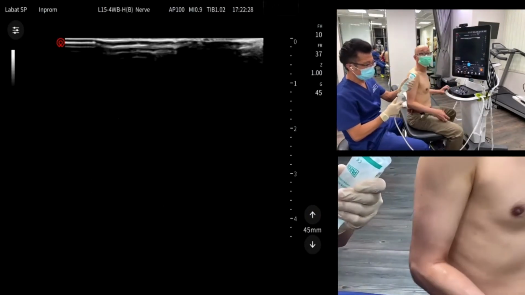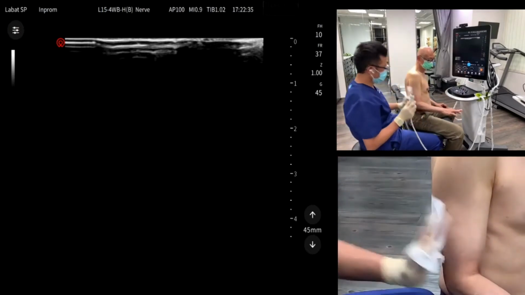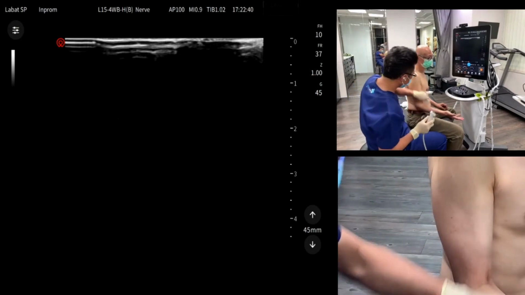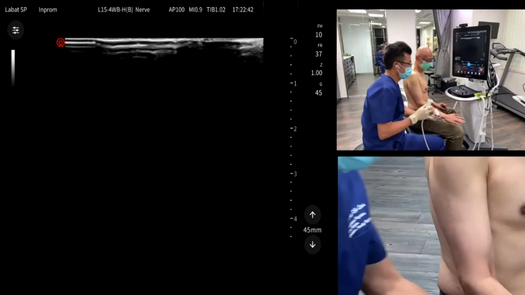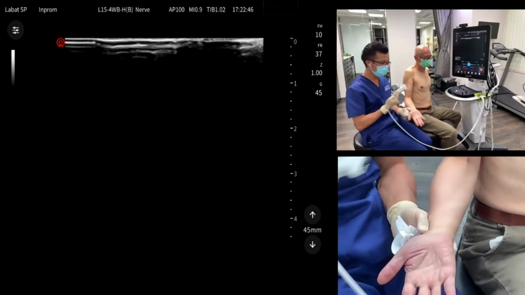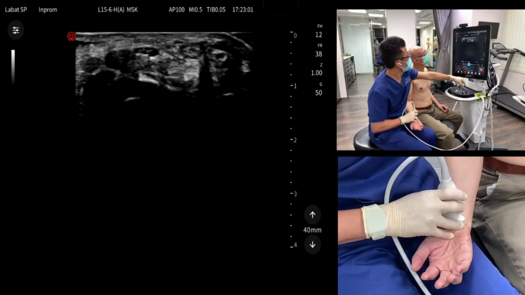So another application of this ultrasound is we are going to see dynamic movement of the nerves in the upper limb, and then we can see one nerve which we frequently and widely assess.